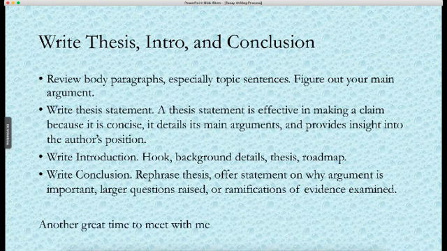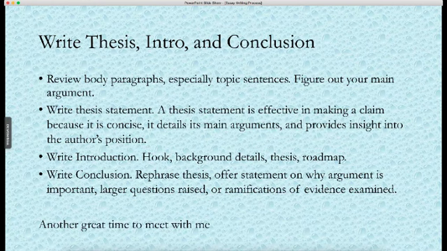After you have your intro written, write your conclusion. Reread your whole essay. Read it from the intro, from your hook, down to the end of your final body paragraph. Figure out what you're arguing, and then rephrase your thesis statement. Offer a statement on why your thesis statement matters. The so what question. Why do we care about this? Raise some larger questions, or offer a discussion of some of the ramifications of your thesis, in your conclusion.